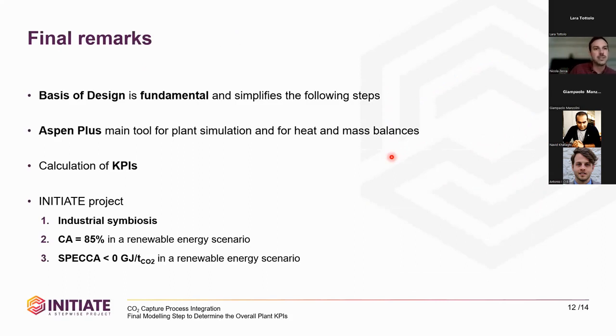So just the final remarks of my presentation. Very important at the beginning is the basis of design, because it simplifies all the following steps, since all the assumptions are clear. Aspen Plus is the main tool used for plant simulation and for heat and mass balances. The final step is the calculation of the KPIs for the comparison of the different solutions. And the INITIATE project is an industrial symbiosis project. In a renewable energy scenario, we can reach 85% of carbon avoidance with a negative SPECCA. And that's all.